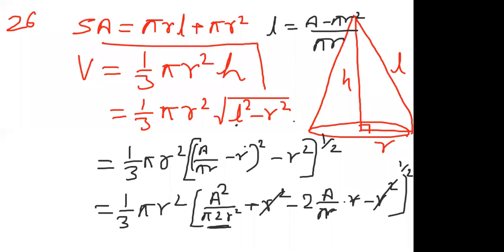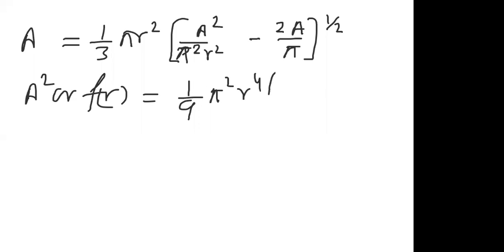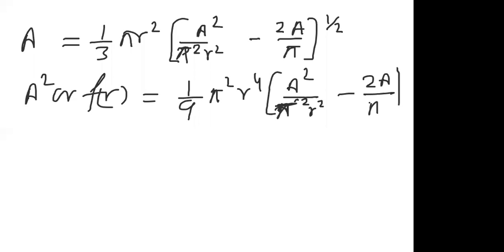So let us go to that. This is a. I'm making a square. That will become the function of R equals 1 by 9 pi square R to the 4, a square upon pi square r square minus 2a upon pi. Open the bracket, it will become 1 by 9 a square r square minus 2 by 9.